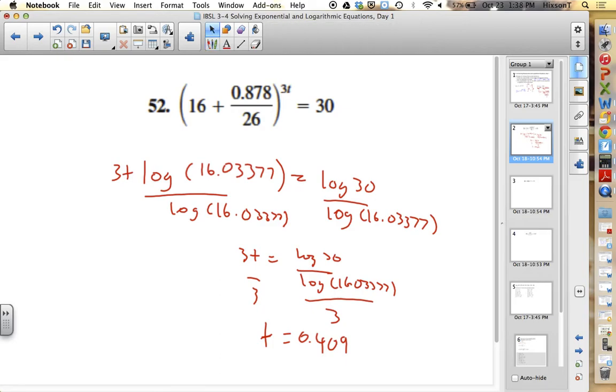And guys, if you get a long decimal like that, if it's less than 1, don't round it all the way to 0.4, okay? If it's 0 point something, but 0.409, that would be fine, okay? But good.